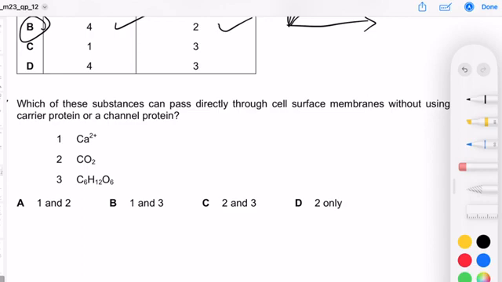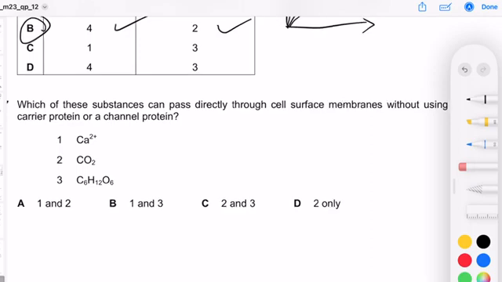So things that can pass directly without channel proteins or carrier proteins have to either be lipid soluble or like an organic solvent, something that is hydrophobic or non-polar, or something that's extremely small, that even if it's polar, that doesn't really matter, like in the case of water, oxygen, carbon dioxide, and urea. So let's see what we have here. Mineral ions, obviously not, because they require carrier and channel proteins since they are hydrophilic and they are large in size. Same thing for glucose or fructose, whatever this molecule is. However, carbon dioxide is, as I mentioned, one of the molecules.